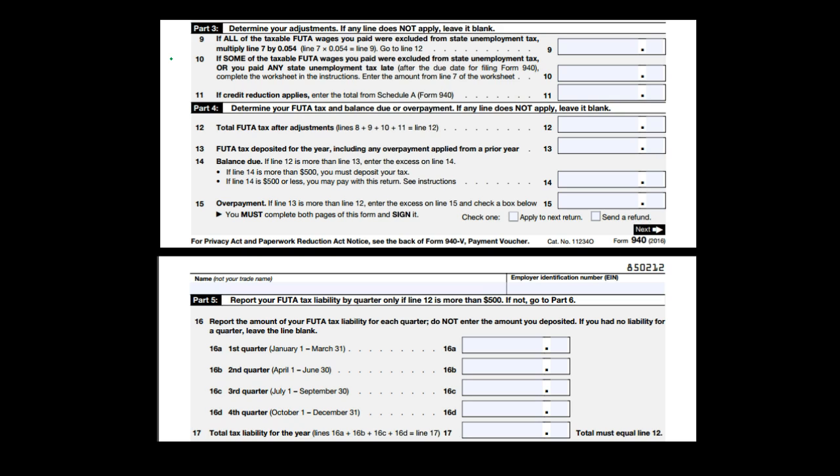Therefore, this is more of an informational form saying, here's the tax liability based on this calculation, and here's what we actually paid throughout the year, and we should have no money owed or received. However, of course, if there's some type of difference, then we will have money owed and received at the time of reporting the 940.